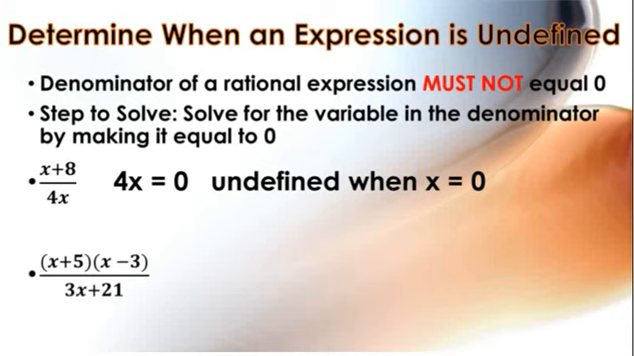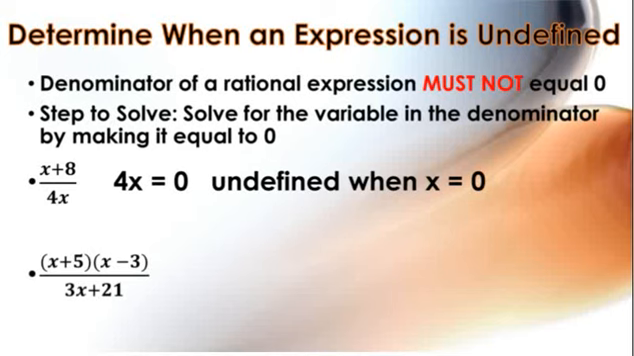If we look at the first example here, x plus 8 divided by 4x, we just want to know what is going to make this undefined. So we look at our denominator, make it equal to 0, and solve for the variable. So you have 4x in the denominator, 4x equals 0. Solve for x by dividing by 4 on both sides. When x is 0, the whole expression is undefined.